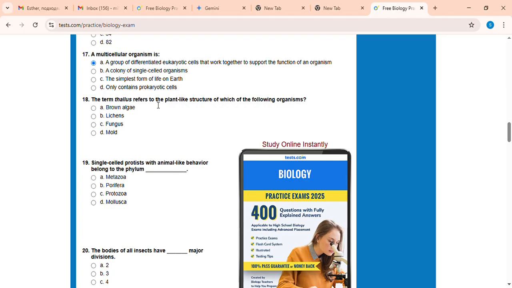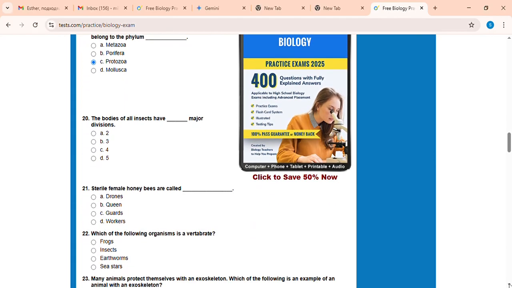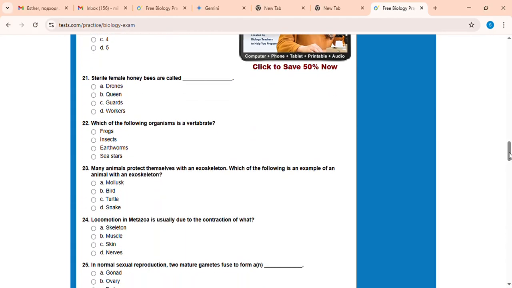The term thallus refers to plant-like structure. I don't know what thallus is. I've forgotten or I don't even know. I'll just go with brown. Okay. Guesswork is never good. Single cell protists with animal-like behavior. Porifera have pores. I don't know. Metazoa, nope. This is protozoa, where you have your malaria thing, and the Apicomplexa, that's funny things.